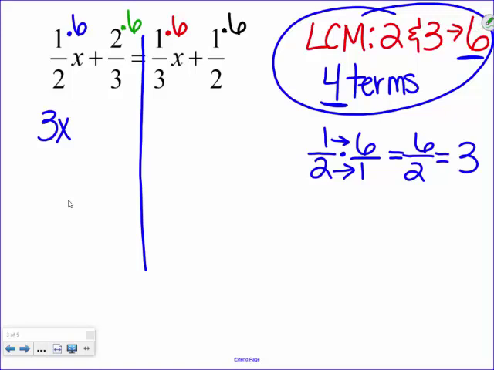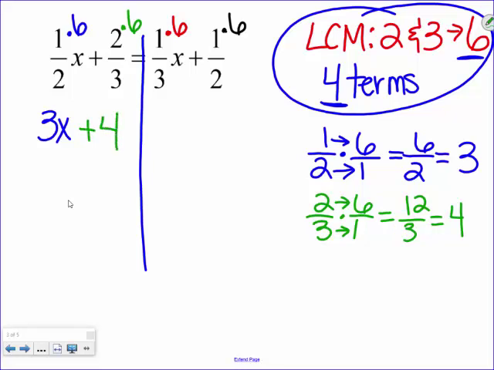Okay? All right, next term is what? 2/3, and I'm multiplying by 6 over 1 again. How do I multiply? Straight across. What's 2 times 6? 12. And 3 times 1? 3, and 12 divided by 3 is 4. So what is my second term in this equation? Positive 4.